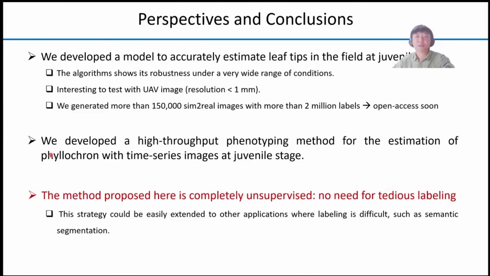We developed a high-throughput phenotyping method for the estimation of phyllochron in the field with time series images at juvenile stage. Finally, the method proposed here is completely unsupervised, with no need for tedious labeling. This strategy developed here could be easily extended to other applications where labeling is difficult, such as semantic segmentation.